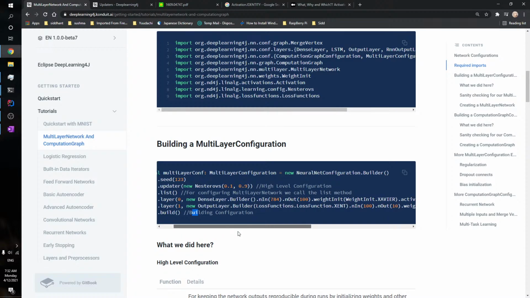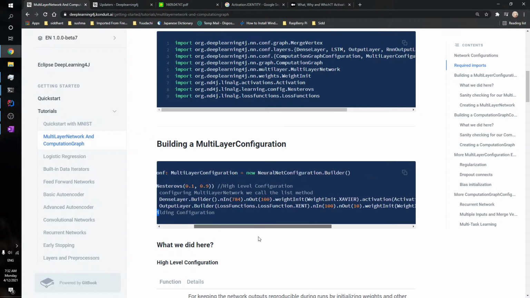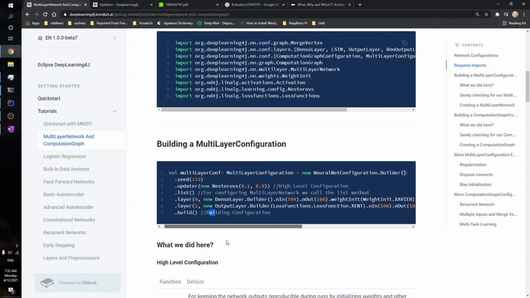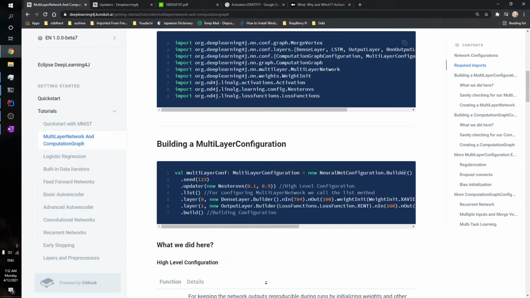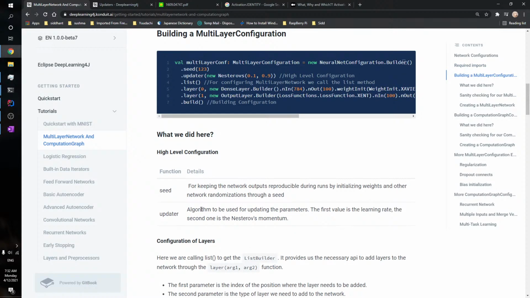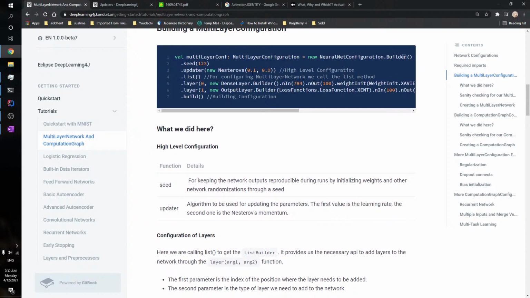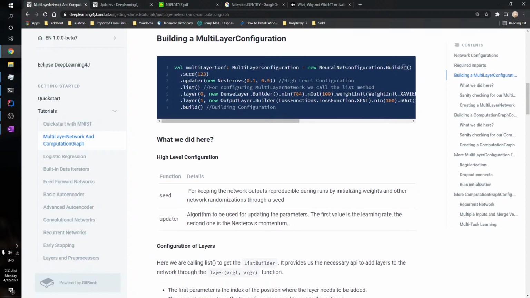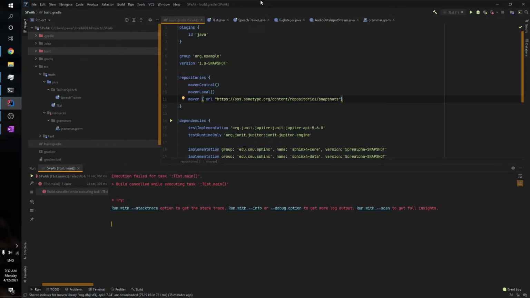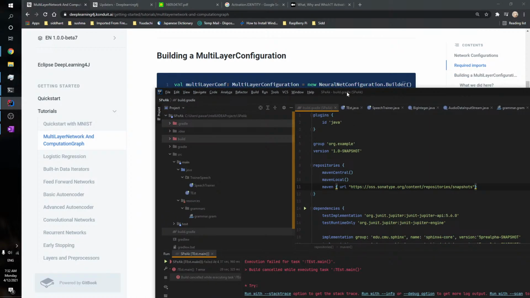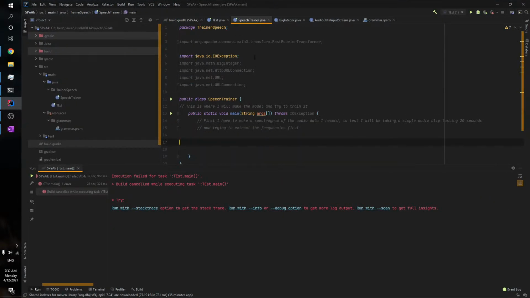So you have to put an output layer at the end. Do you have to put an input layer anywhere though? Weird. High level configuration. Update algorithm. There's Nesterov's momentum. Alright, okay, that makes more sense. If I actually put this in IntelliJ, I believe I should be able to take a look at what they actually mean.